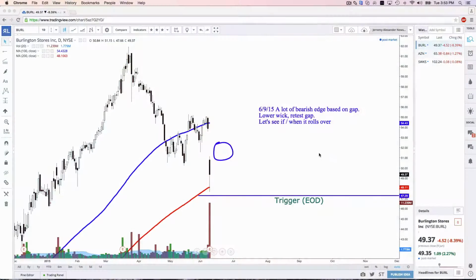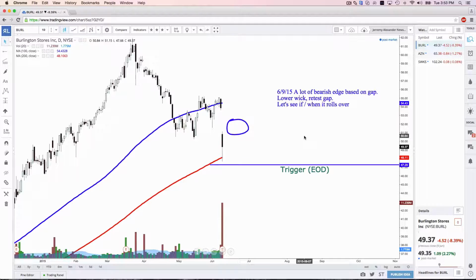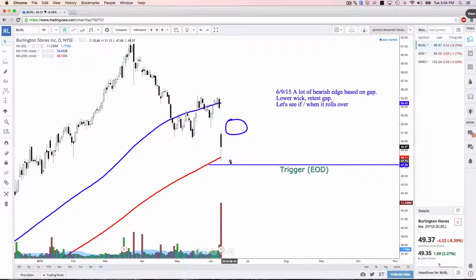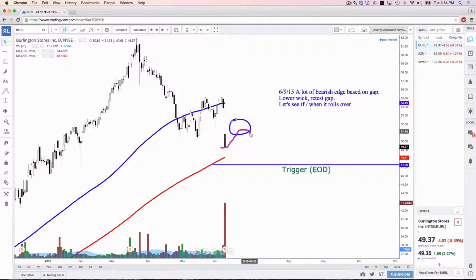So hopping over here to Burlington Stores, Burlington Coat Factory. Today was a very decent gap down. And this gap, as you can see from previous videos you might have stumbled across, is what's called a retest gap. It's a black candle and it gapped down today. So I'm expecting Burlington to at some point retest. Now, it did trade to a target, which is the 200 simple moving average, this red line. So my expectation is for Burlington to retest, trade a little bit higher, and then at some point roll over. So my goal is to be bearish on Burlington.